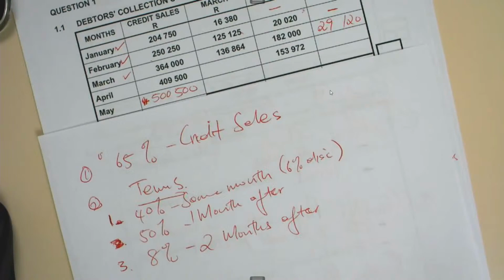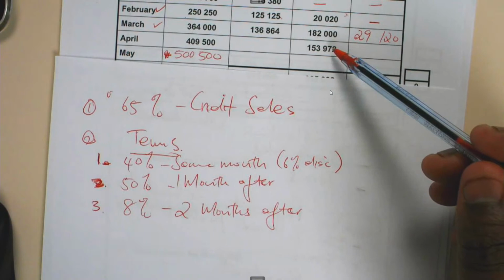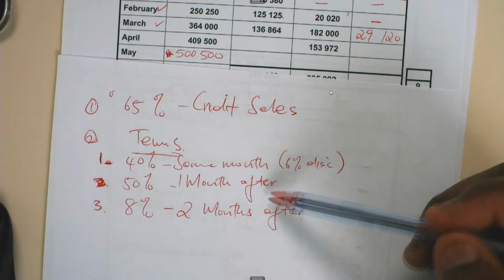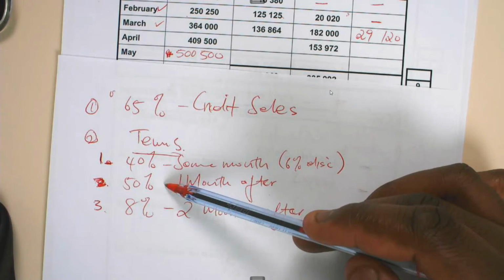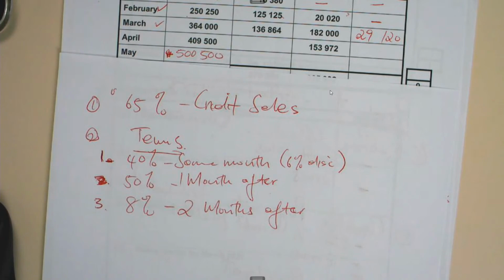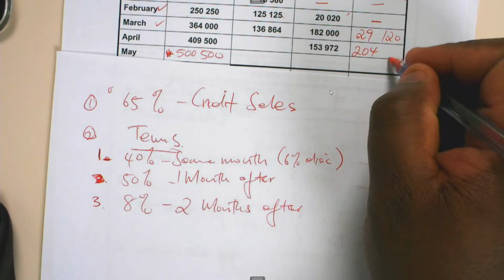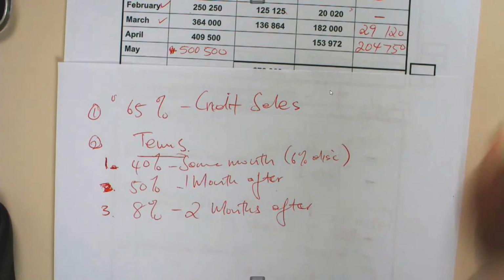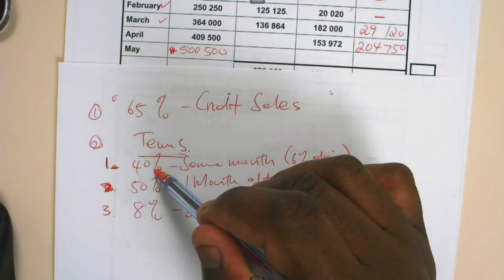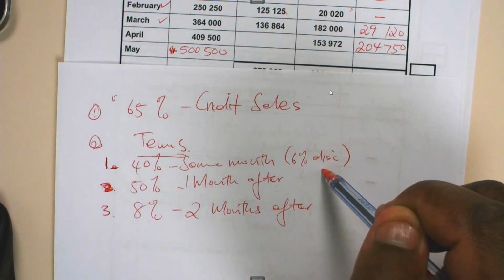Then we go to April. Same month is April. It has already been calculated for us. Then we go to term 2. Term 2 says 1 month after is 50%. So now we will be saying 409,500 times 50 divided by 100, you get 204,750. Right. Then we go to the last one, which is May. Same month is May. Again, that is the first term. It says 40% same month, and then they will get a 6% discount. Same month is May. Look, there's May.